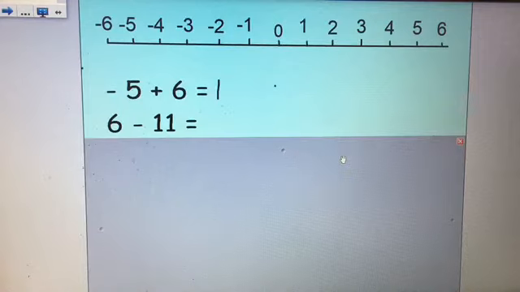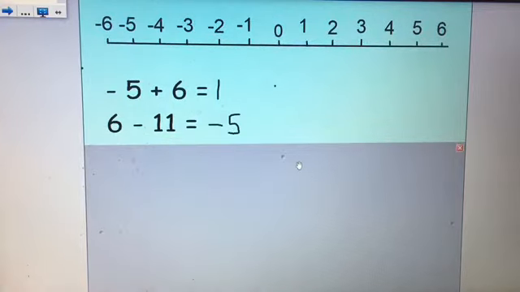6 minus 11. So if we're at 6, you've got to jump back to 0, which is 6, and then you've got another 5 left over to get to 11. So 6 minus 11 equals minus 5. And you've probably noticed that if you took 6 away from 11, you would get 5 anyway. So again, see if you can spot a bit of a pattern. Right, let's have a look at the next one.